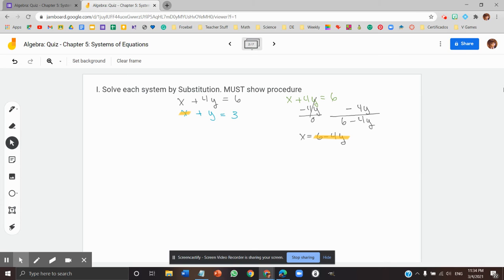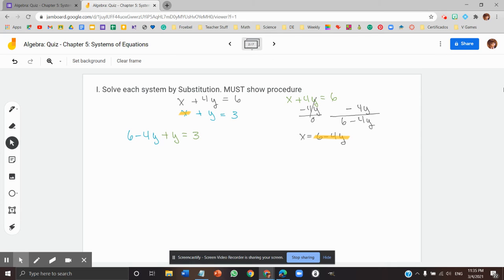So I can now say that this new equation that I'm creating can be, and I'm sorry here, it's looking for, there we go. It's going to be 6 minus 4y. Again, that is what x is. And I'll do another color so you can see the original. Plus y equals 3.